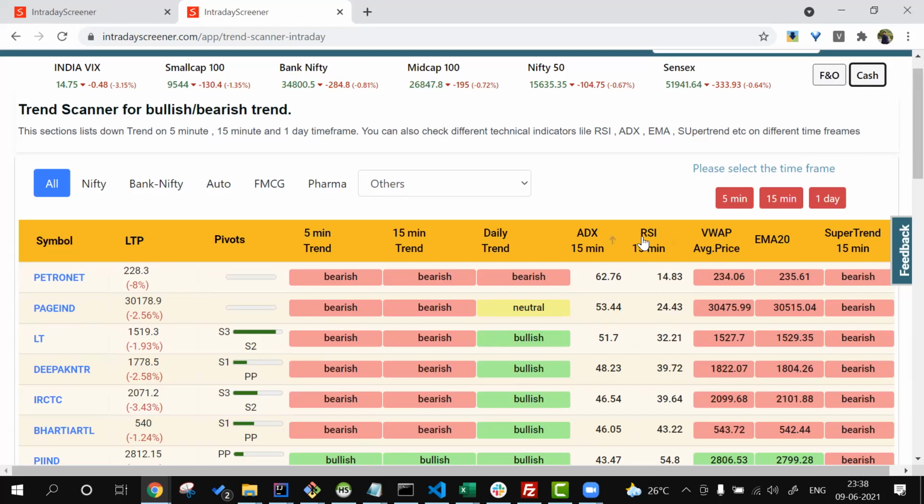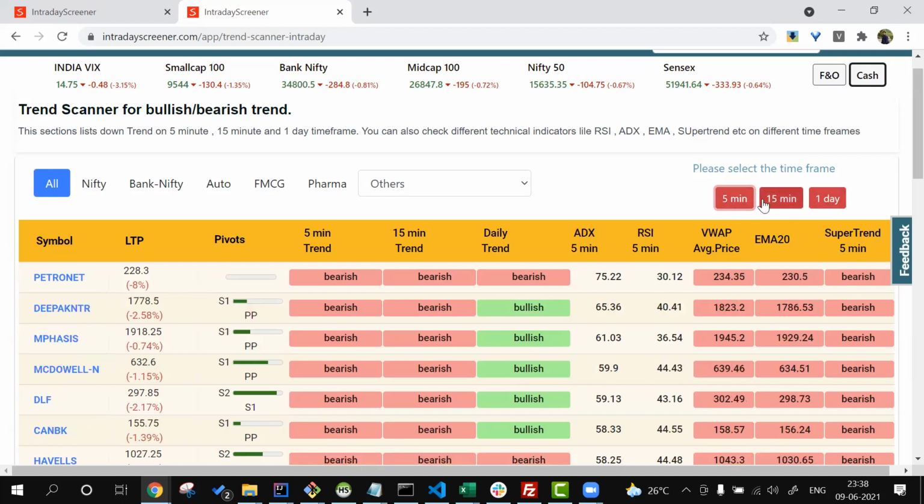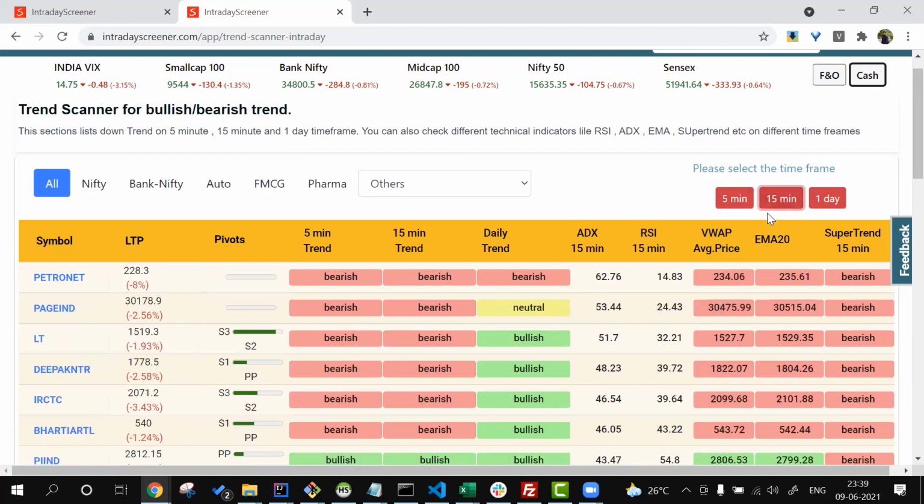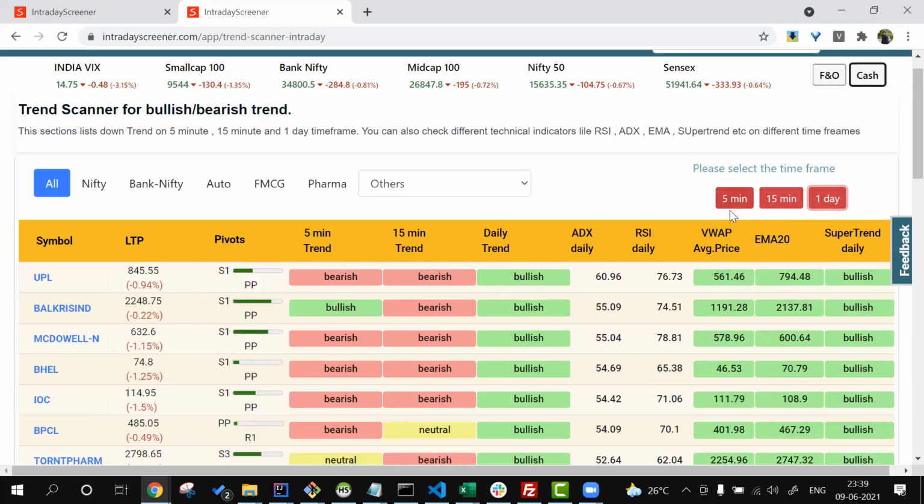Also you can see ADX value, RSI value, volume weighted average price, 20 exponential moving average and super trend, depending on the time frame that you select here. So if you select 5 minute, you can see all these indicator values on 5 minute. If you select 15 minutes, you can see all these indicator values on 15 minute. And if you select 1 day, you can see all these values on 1 day time frame.